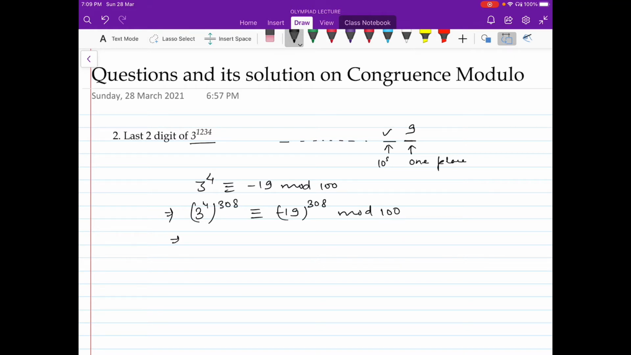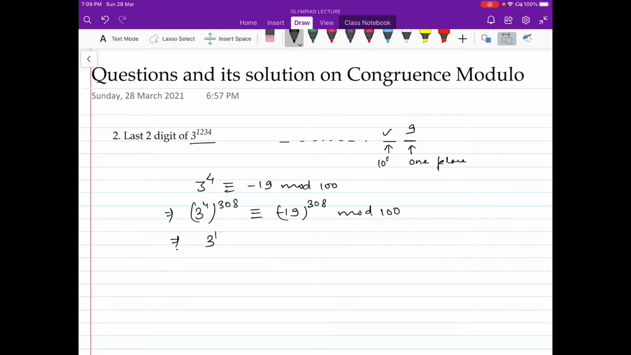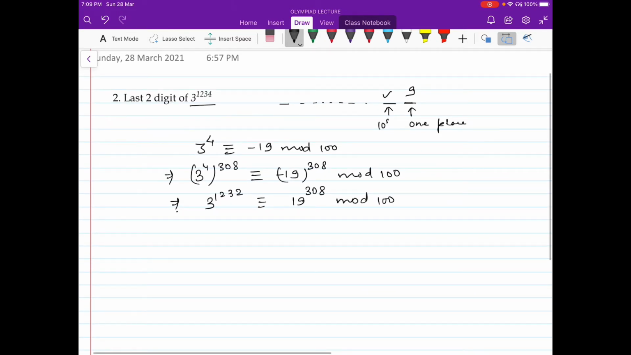So this will give 3 to the power 1232, that is equivalent to, because minus 19 to the power 300 is even, so minus becomes positive and it will become 19 to the power 308 mod 100, right? But we need 3 to the power 1234.